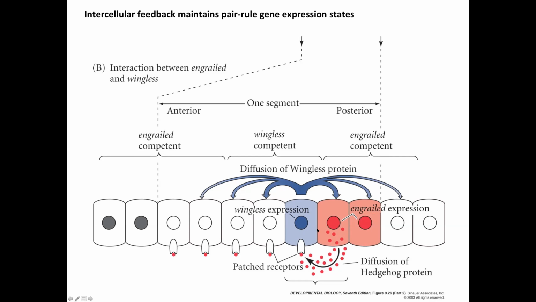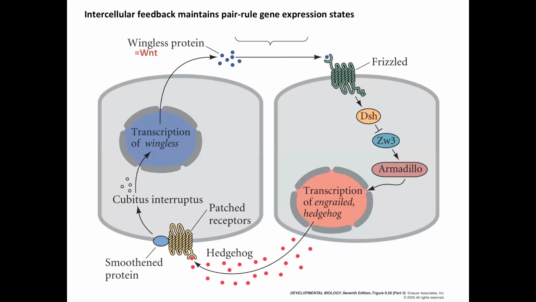But if Fushi tarazu was the only way to maintain engrailed expression, then once the gap genes are gone, and the pair rule genes are gone, the identity of this cell would have been lost. So that's not right. We don't want to lose identity. So how do we maintain identity even after I have lost what controls the expression of engrailed? It is to put the system on an auto-regulatory loop.